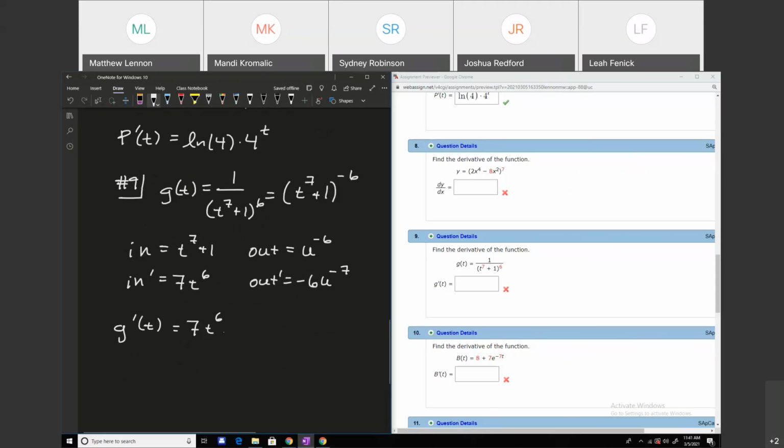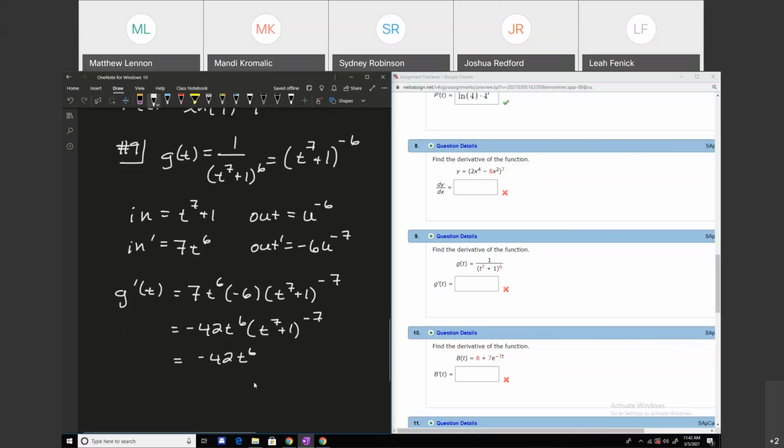7t to the 6th times the negative 6, and then u we want to replace by that t to the 7th plus 1 to the minus 7. So 7 times negative 6, that's going to leave us with minus 42 t to the 6th times t to the 7th plus 1 to the minus 7th. Or you can write it as minus 42 t to the 6th divided by t to the 7th plus 1 to the 7th. Up to you.